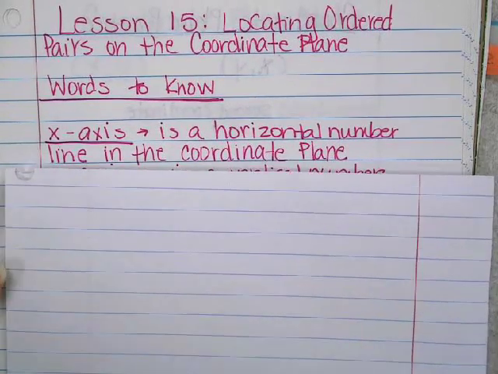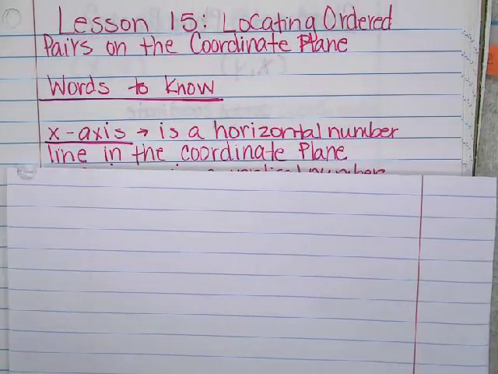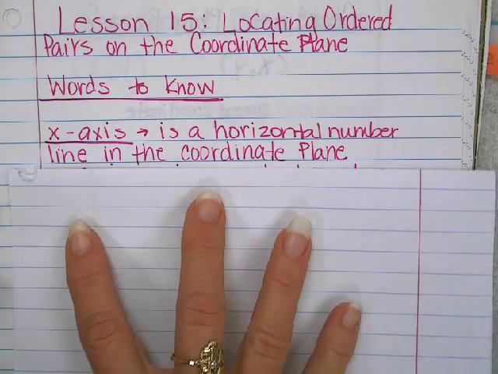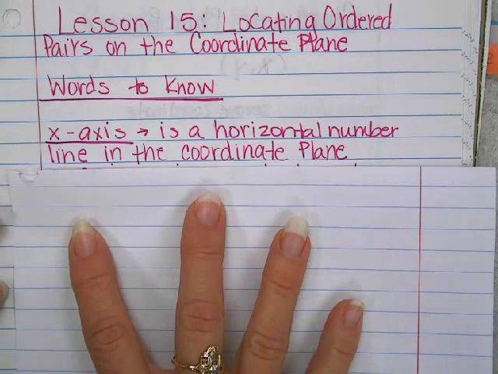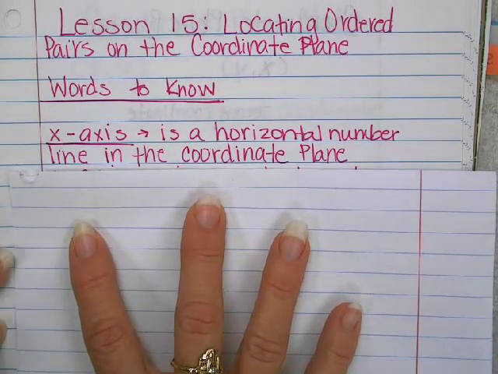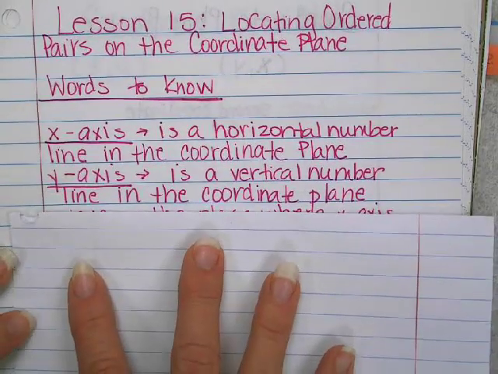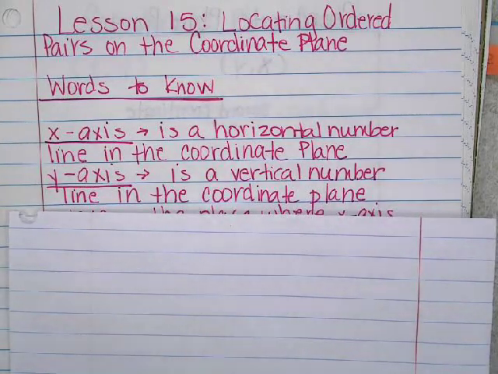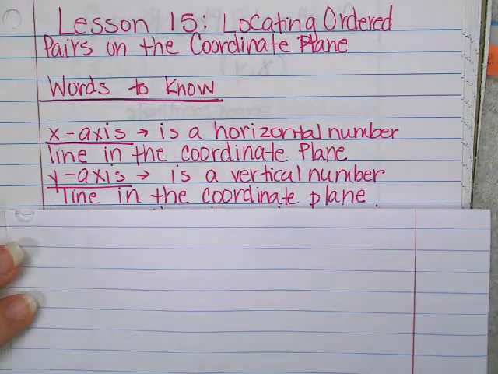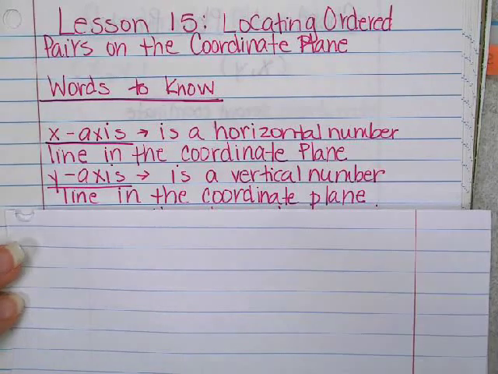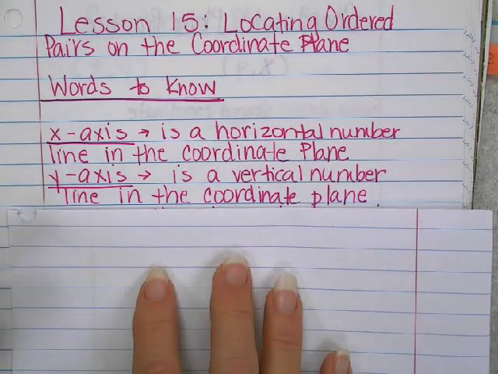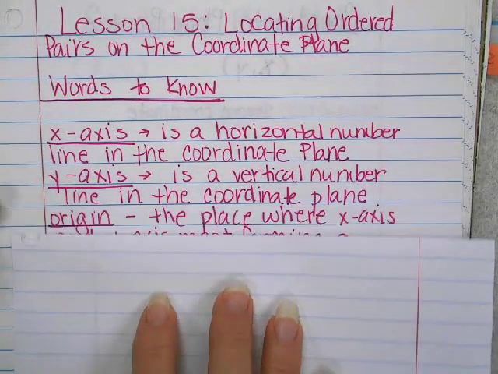The x-axis is a horizontal number line in the coordinate plane. So remembering that it is the horizontal number line that goes left to right when you're finding a point on the x-axis. The y-axis is a vertical number line in the coordinate plane, remembering that it's our one that goes up and down. We kind of think of above 0 and below 0 when we think of the y-axis.